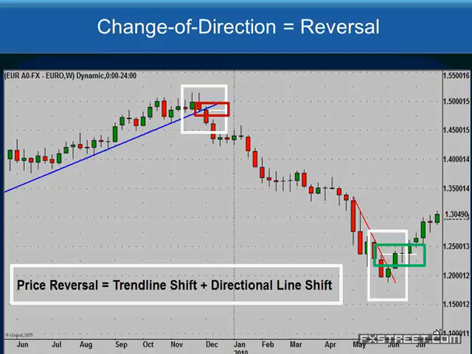Also keep in mind that there is only one directional line per time frame. But there are different directional lines for different time frames. For example, we would have the weekly directional line, a monthly directional line, a daily directional line, and we're going to demonstrate the 4-hour directional line for you. This chart's a weekly chart, so this would be a weekly directional line.